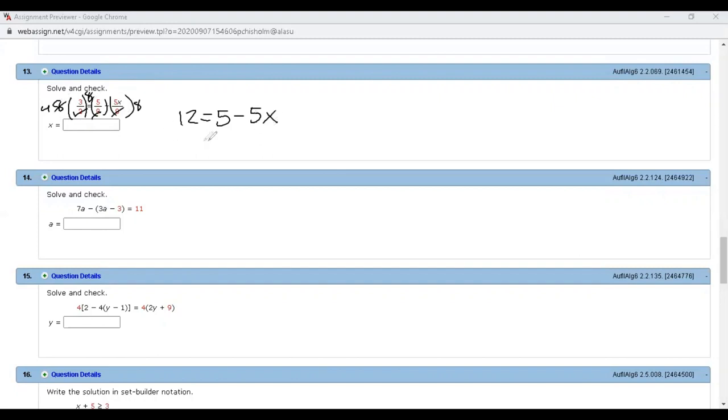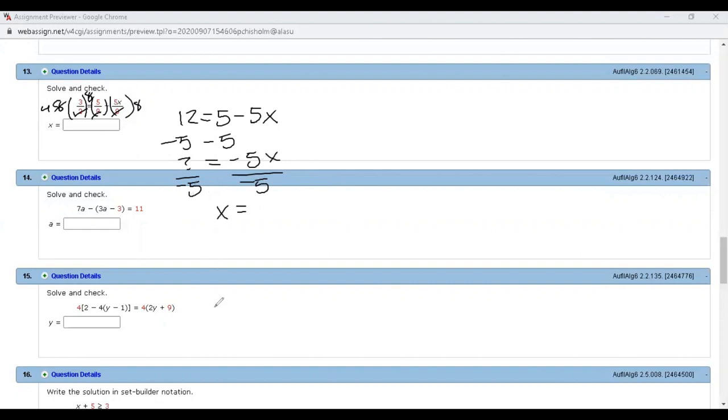From here, easy peasy, subtract 5 on both sides, and we get 7 equals negative 5x. Then we will divide both sides by negative 5 to figure out what x equals, okay?